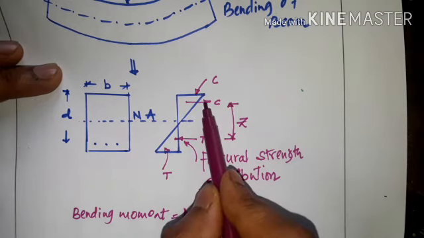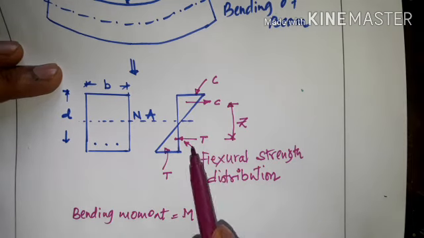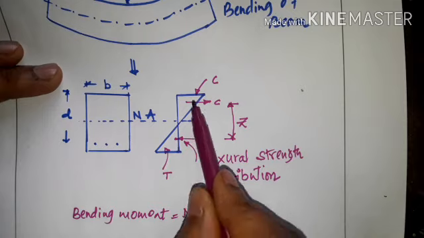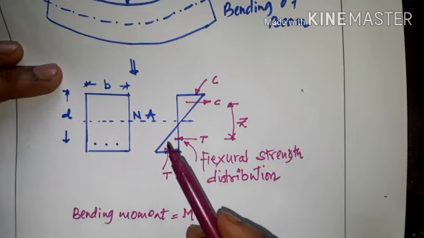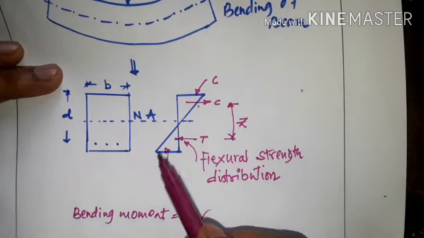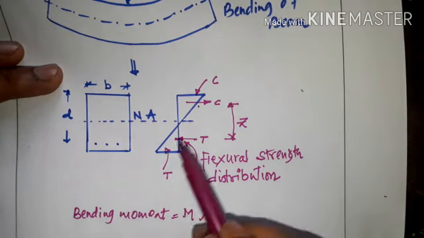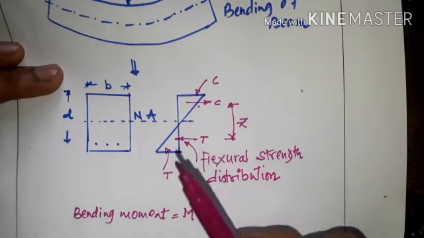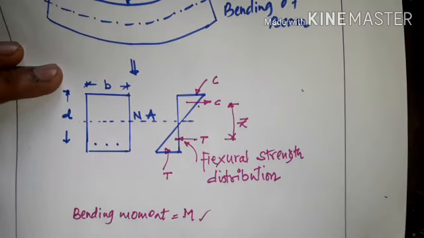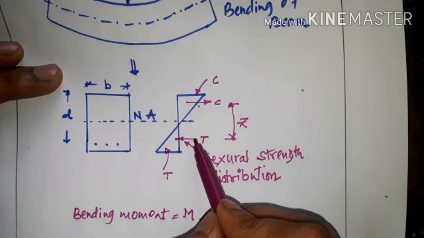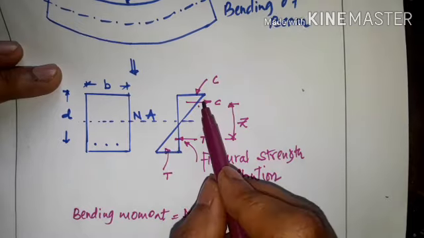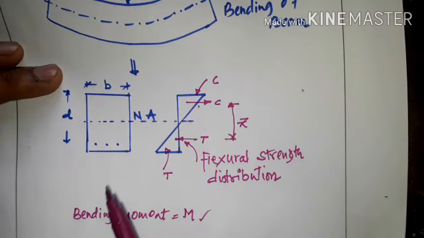Either C will act about T and it will form a couple, or T will act about C and that will form a couple. So what will happen? Force into perpendicular distance, nothing but movement. Again force into perpendicular distance, nothing but a movement. So whatever the force, the tension will act about compression, or the compression will act about tension. These two forces will develop an internal movement of resistance.